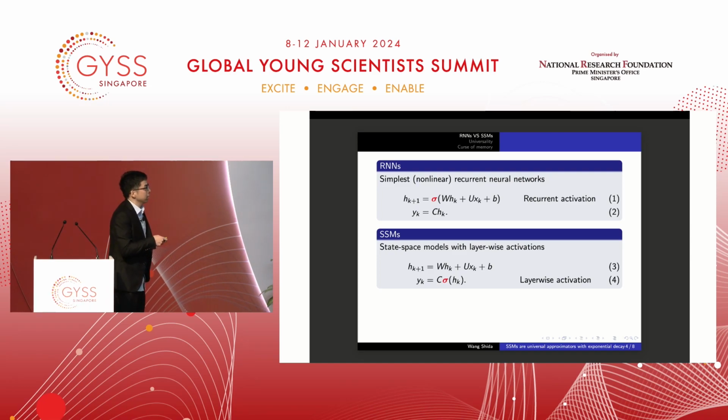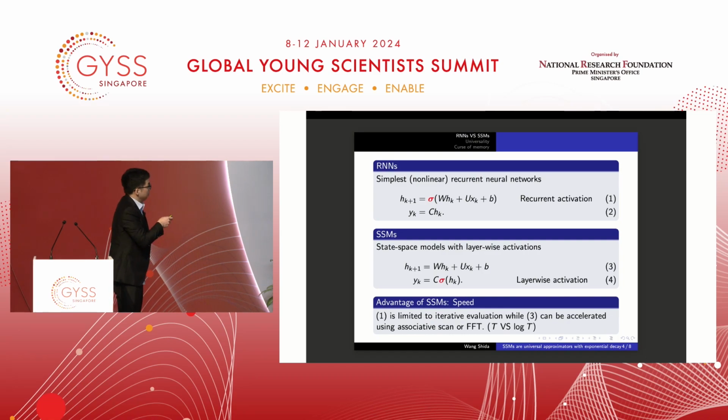And the only nonlinear activation is added in this layer-wise approach. This layer-wise approach allows us to speed up the evaluation because each time, given the input, we use the linear dynamical system to evaluate the hidden state, and then we evaluate the output. So basically, all these steps can be parallelized. The main advantage of state space models over recurrent neural networks is speed.